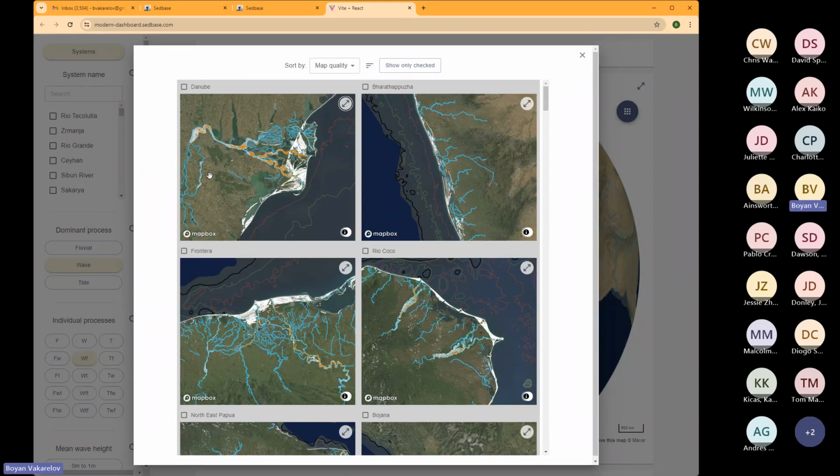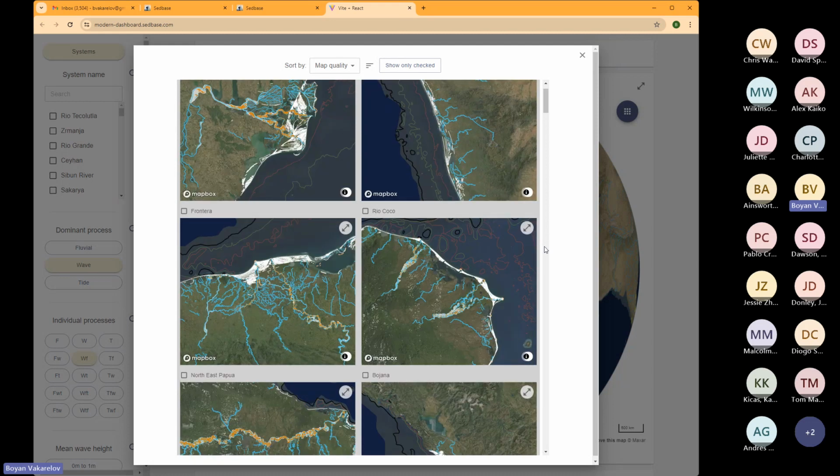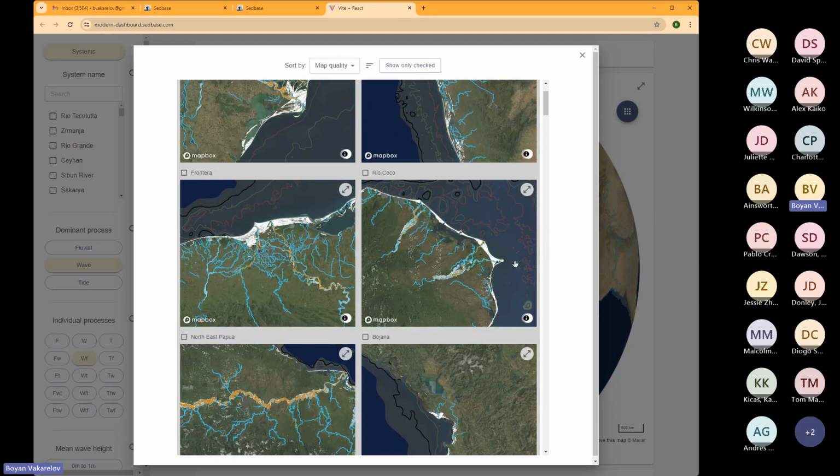And something else which is very neat is the next thing that you can do. We have added this check. When I say we, I should say I, because I did all of this work. So what has been added is the ability to actually select systems interactively. So in this case, let's say that we're looking through these systems and I'm saying, okay, so the Danube seems like a good analog. Let me say, for example, I like this one. So I would include the Frontera system. I would include Rio Coco. I'm scrolling down.